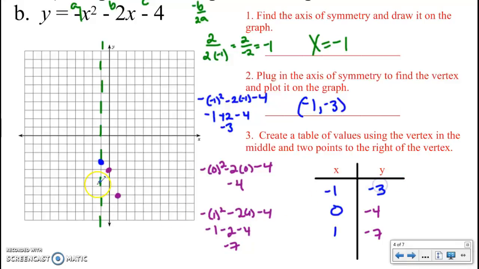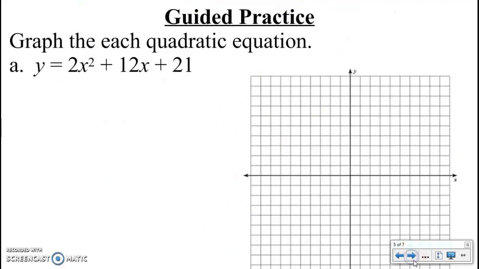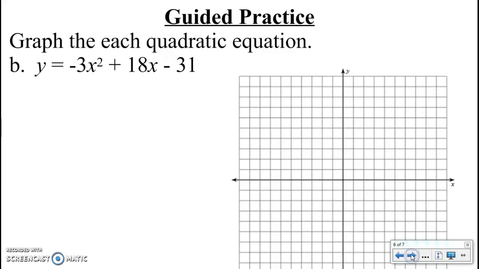So we're going to go ahead and take this point here and reflect it to the other side of the line so it matches up. And same thing with this point, it's 2 steps away, so we're going to go 2 more steps over, reflect it, and then draw our parabola. Okay, so 4 steps to follow. Go ahead and do this guided practice problem and the second one. Once you are finished with both of those, have those checked and you will receive your homework.